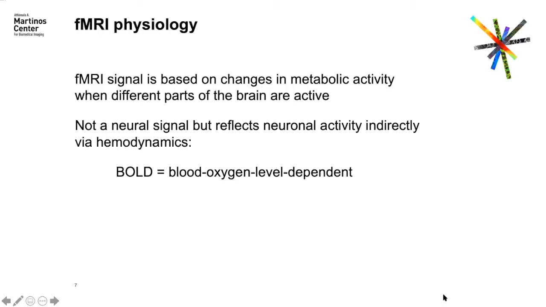So fMRI signal is based on changes in metabolic activity of the brain when different parts of the brain are active. fMRI signal is not a direct neural signal, but it reflects neuronal activity via hemodynamics. And that's why we call the fMRI signal BOLD, blood oxygen level dependent signal.